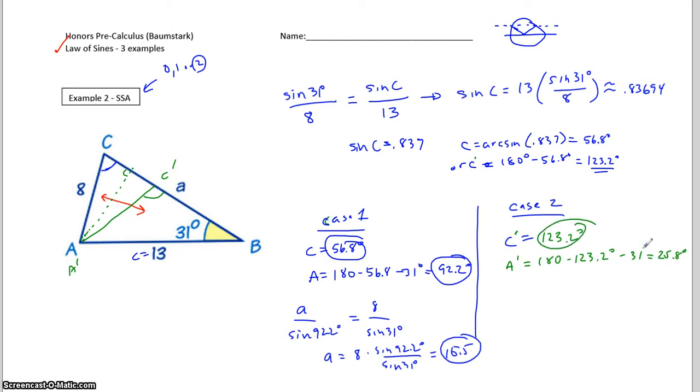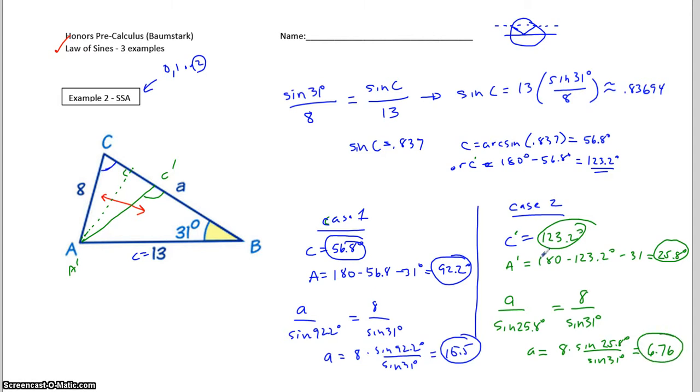So now we've gotten that piece, and then to set up the law of sines again. A over sine of A, which in this case is 25.8 degrees, over the same 8 over sine of 31, which is the B side and the B angle, and A will be 8 times sine of 25.8 degrees over sine of 31, which will be 6.76. So those are the 2 triangles we'll get.